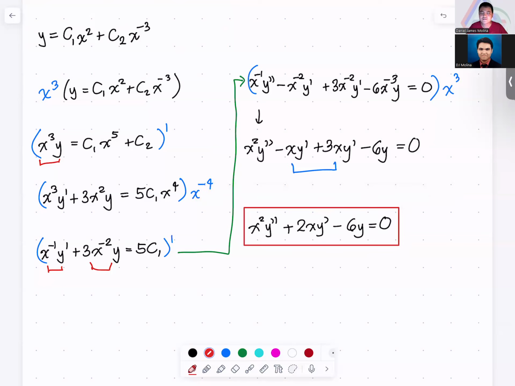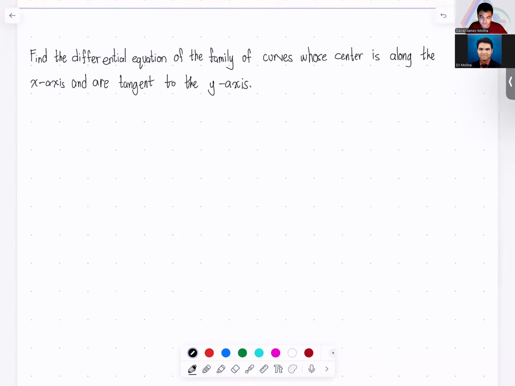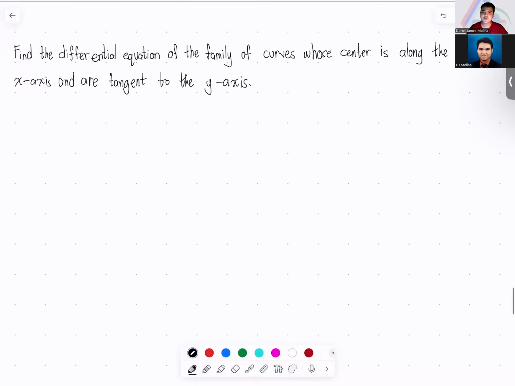And that's how we determine the differential equation for this example. Now let's have the last example. This time, you're asked to solve for the differential equation of the family of curves, or in this case, circles, whose center is along the x-axis and are tangent to the y-axis.